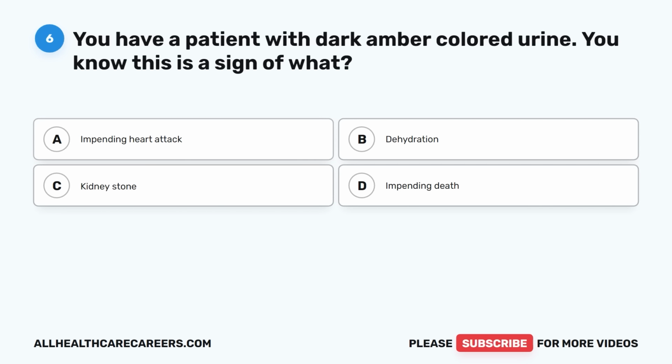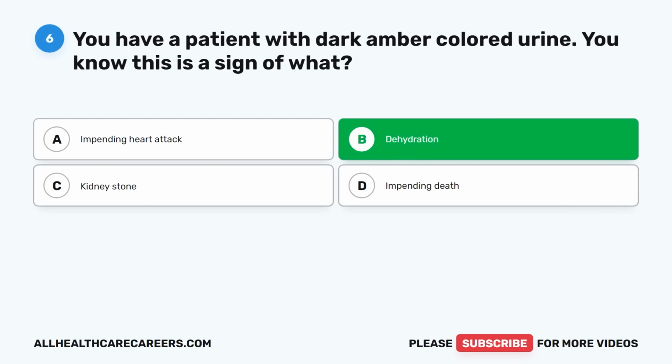Question 6. You have a patient with dark amber-colored urine. You know this is a sign of what? A. Impending heart attack. B. Dehydration. C. Kidney stone. D. Impending death. The correct answer is B.